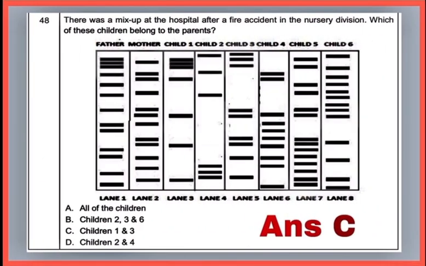Question number 48. There was a mix-up at the hospital after a fire accident in the nursery division. Which of these children belong to the parents? As per the DNA fingerprinting report, option C is correct. The pattern of DNA of child 1 and child 3 resembles the pattern of DNA of father and mother.